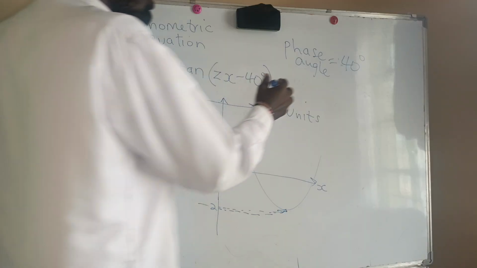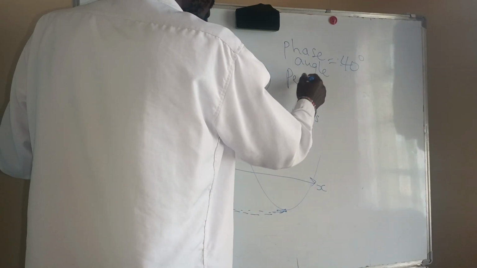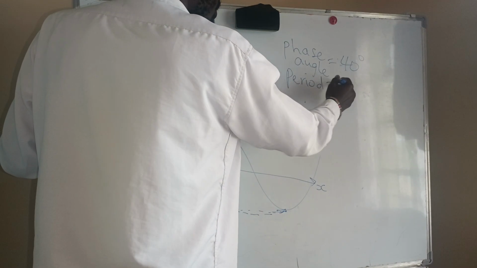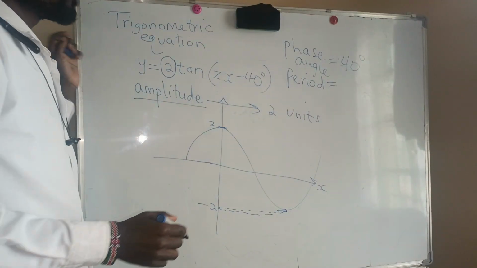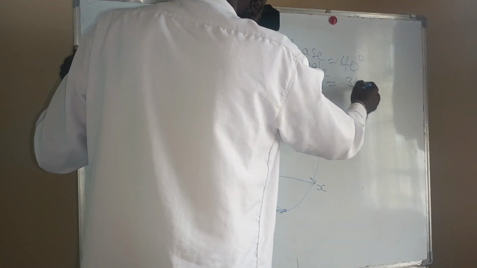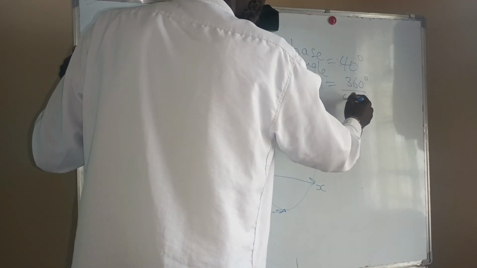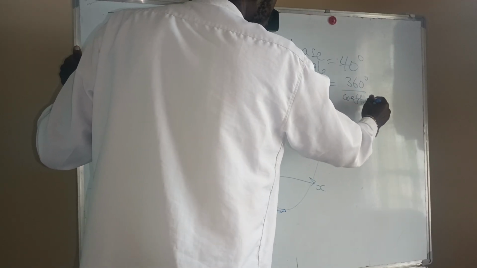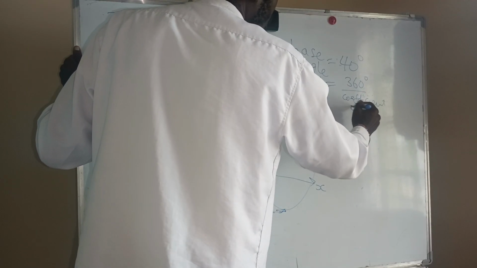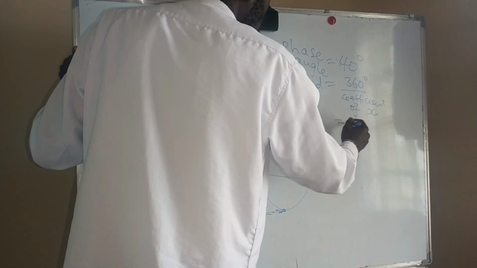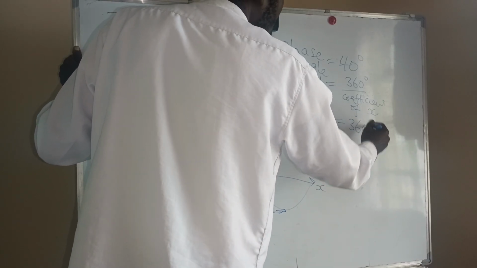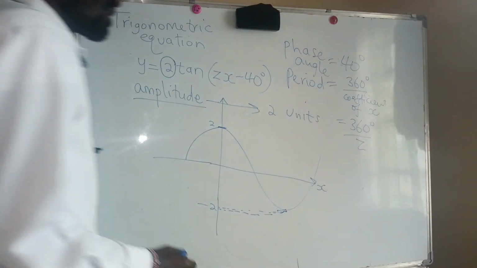Now, you've been told to provide the period. How do you provide the period? Period is equal to 360 degrees divided by the coefficient of x. So in this case, I'll take 360 degrees divided by z. That gives me the period.